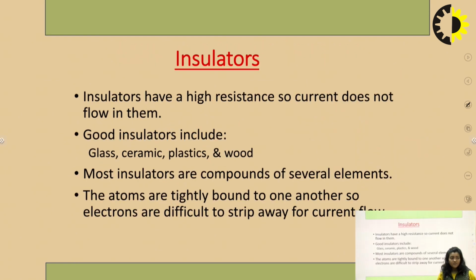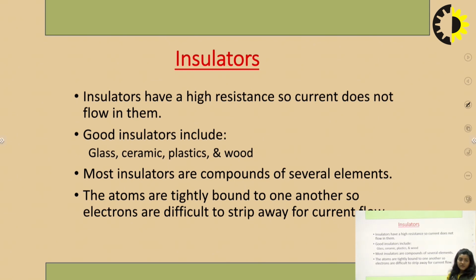Moving towards the next part, we have insulators. Now insulators have very high resistance, so the current does not flow through them. For example, you would see glass, ceramics, plastics, and woods. These materials cannot allow the flow of electrons through them, because they have a very high tendency to restrict the flow of electrons.